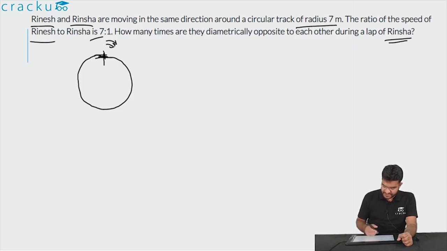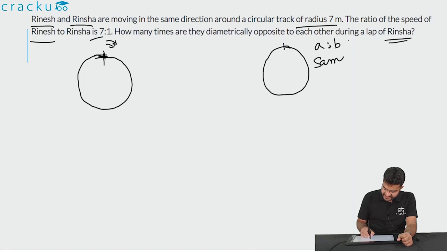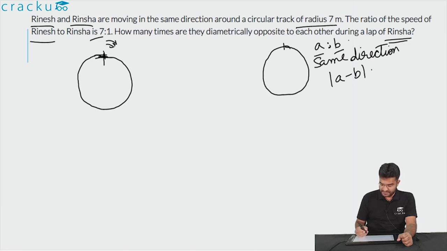There is one concept that you should remember: if there are two people running around a circular track, and the ratio of their speeds is A is to B, and they are running in the same direction, then the number of points at which they meet is modulus of A minus B. Now A and B are supposed to be relatively prime to each other. So if say it is 3:2, then the number of points at which they meet is 1. If it is 4:1, the number of points at which they meet is 3.